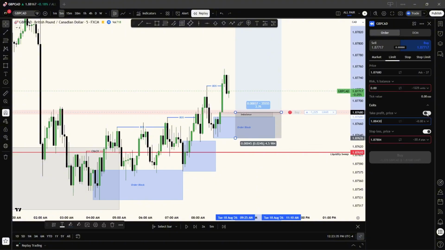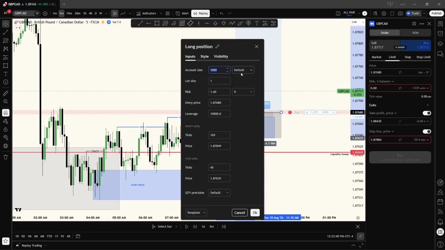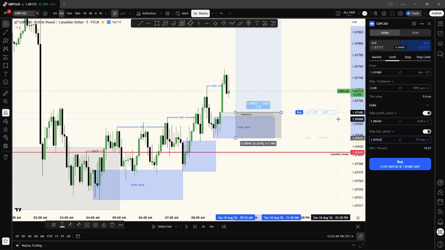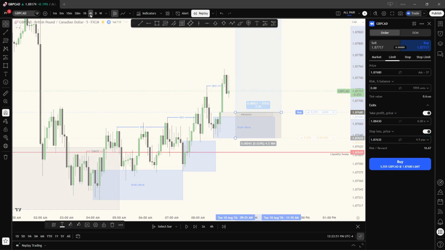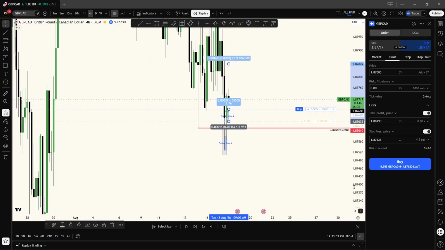Okay, so what I'm doing now is copying my entry, stop loss, and take profit levels directly from the TradingView tool. I'll then paste them into my buy limit order. This is the exact same process I followed for my real MetaTrader account. It's a super simple step, but it's really effective because it makes sure every single number is spot on.